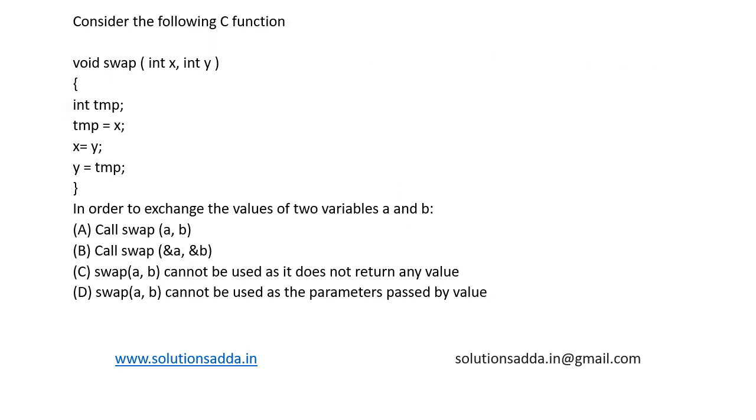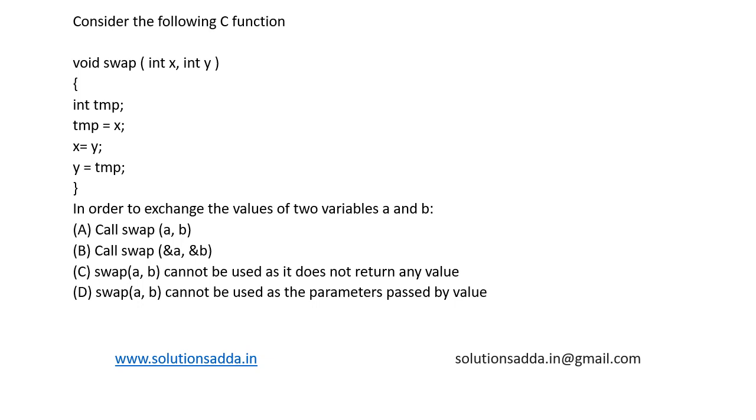This is a question from C programming. Consider the following C function. Void swap(int x, int y), int temp, temp equal to x, x equal to y and y equal to temp. In order to exchange the values between two variables a and b, we can perform any of the options given below. First one is called swap of a comma b. Option A will not exchange the values of x and y because the parameters are passed by value. Since the parameters are passed by value, we cannot swap it because the code is not exactly exchanging the values here.